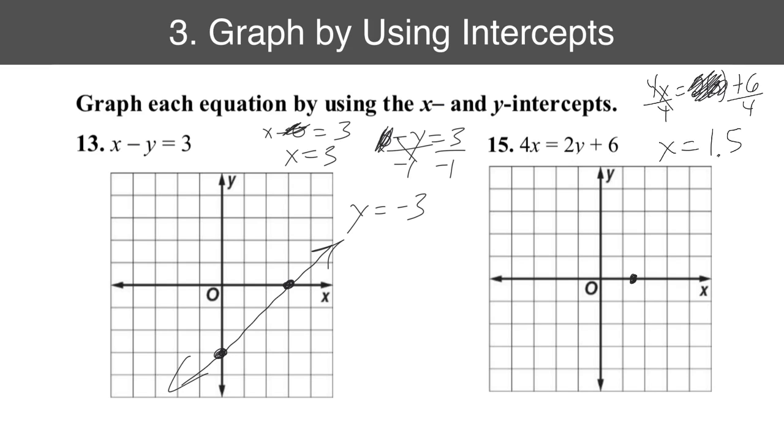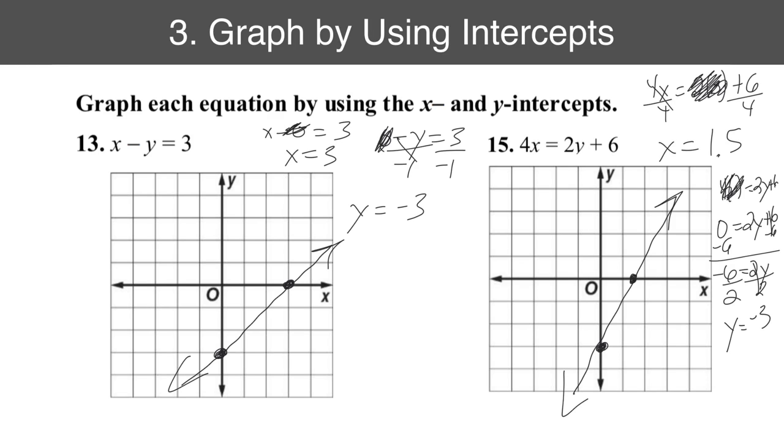Now for the y-intercept, I put a 0 in for x. So that'd be 4 times 0 equals 2y plus 6. So 4 times 0 is just 0. So I get 0 equals 2y plus 6. I subtract 6 over. -6 equals 2y. Then I divide by 2. And -6 divided by 2 would be -3. So I go to -3 on my y-axis, and I put a dot, and then I draw a line through it. So there is my line.